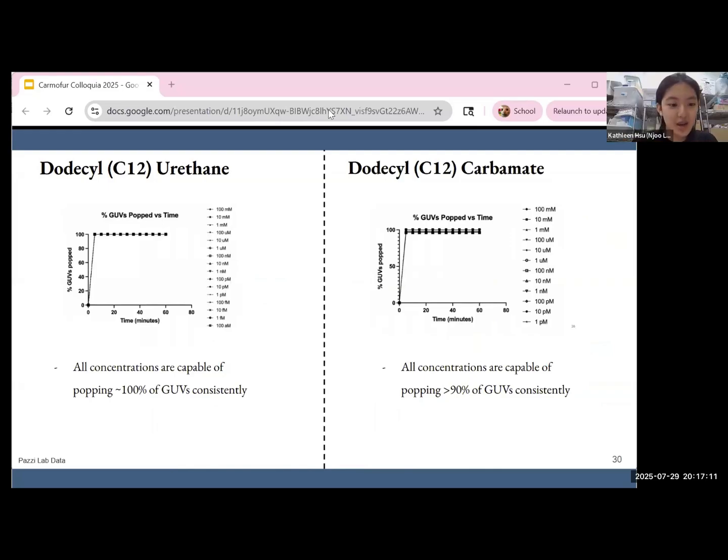So now with our remaining library of analogs, the Palsy lab decided to test our new compounds in GUVs. In membrane-rupturing assays, the dodecyl urethane did very well, being able to consistently pop all the GUVs in all concentrations down to 100 attomolar. When the amine on the tail is instead switched to an oxygen, as in the case of the C12 carbamate, the compound began to show decreased activity, but was still able to consistently pop over 90% of GUVs down to the picomolar range.